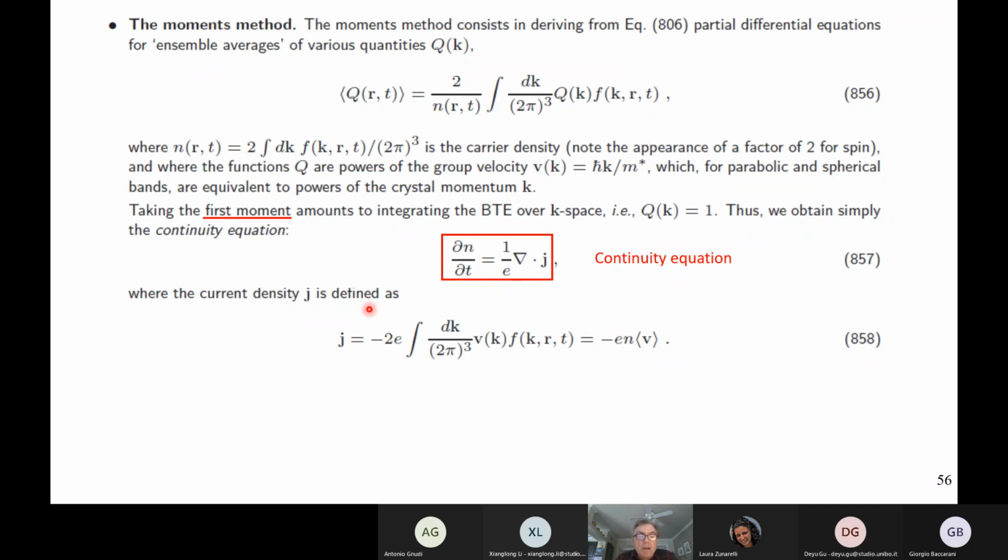The current density is just the first moment, except for the proportionality constant h bar over m star. Which I can write as the product of the electron mass times their average velocity, if I divide by the normalization, times the thermal expectation value of the velocity. So the first moment gives me just the continuity equation.